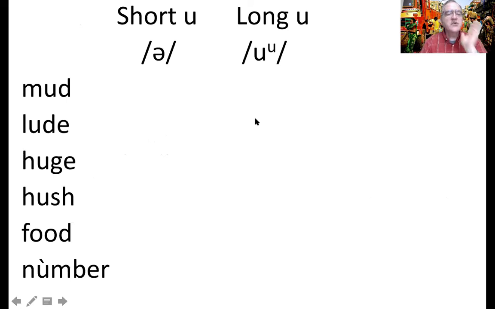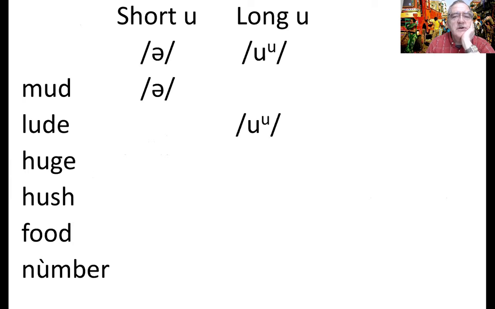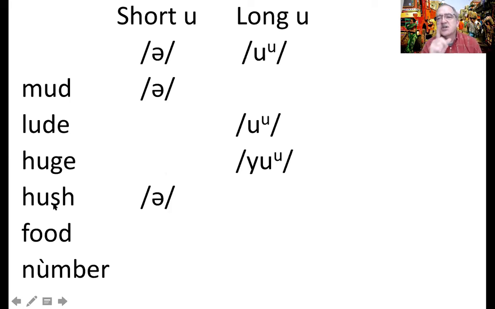Now, you tell me, is it short U, or long U, oo? What is it? Okay, it's mud. What about this one? It's oo, lewd. It's a bad word. And this one? Okay, it has the E on the end, so it's long. Huge. And this one? Okay, it's one vowel, stressed, no E on the end, so it's going to be hush. Hush means shh.